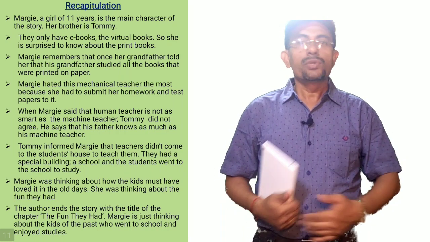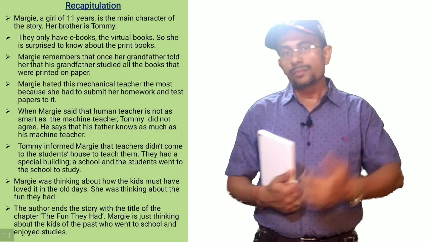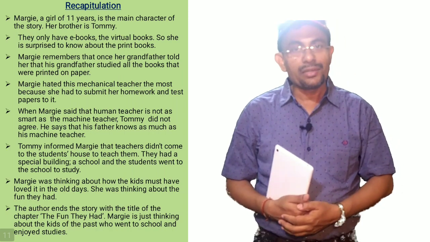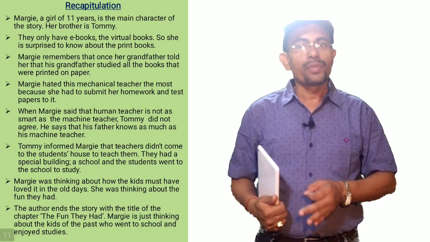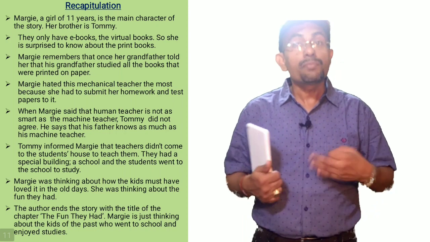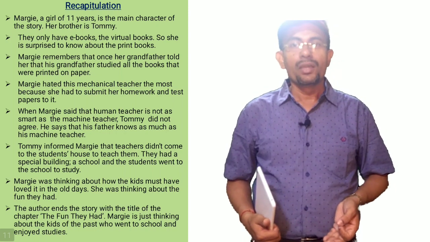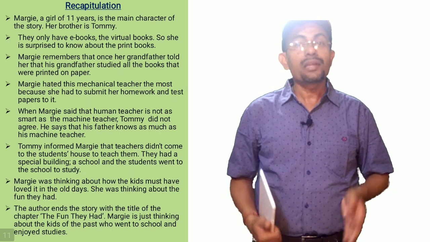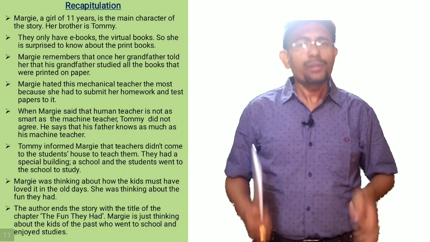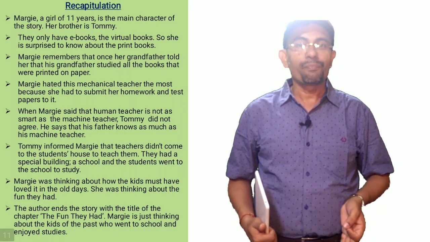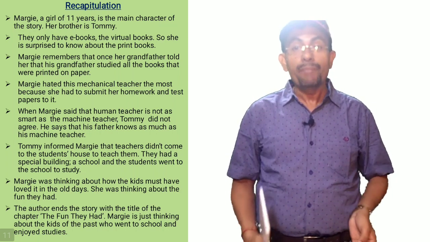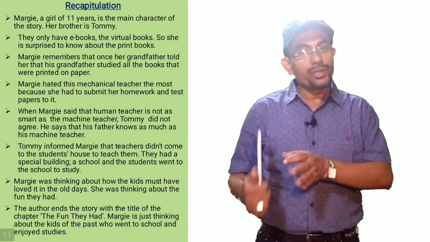Now dear students, let's recapitulate what we have learned so far. Margie, a girl of 11 years, is the main character of the story. Her brother is Tommy. They only have e-books, the virtual books, so she is surprised to know about the print books. Margie remembers that once her grandfather told her that his grandfather studied all the books that were printed on paper. Margie hated this mechanical teacher the most because she had to submit her homework and test papers to it.